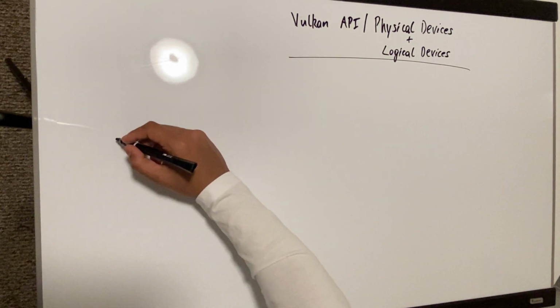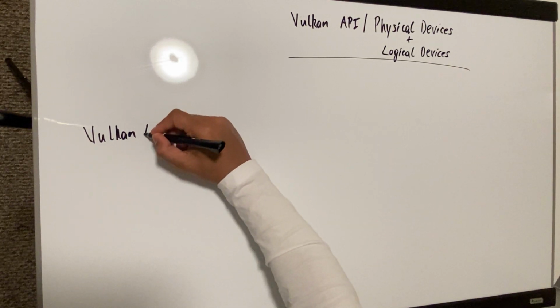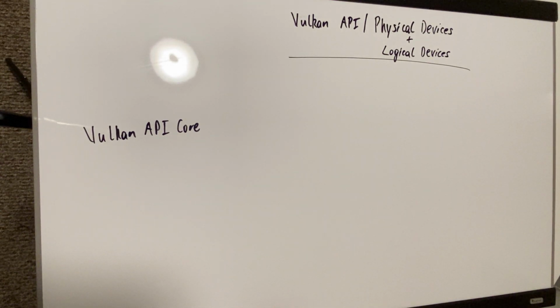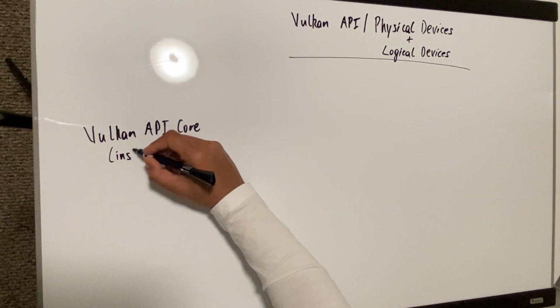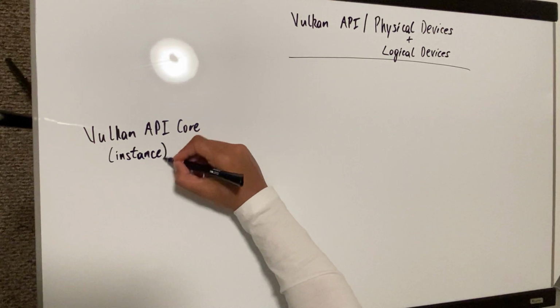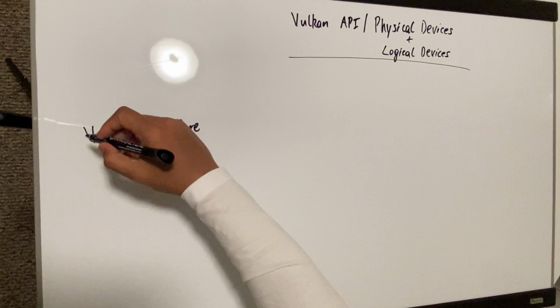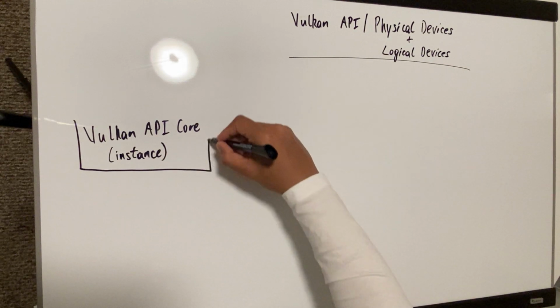So we have over here our Vulkan API Core, and in a certain way, it's really an instance, okay? So we have the Vulkan API Core, which is kind of like our application in Visual Studio, and the API itself. So all the things that come with Vulkan, Vulkan is a piece of software and all that stuff, right? So we have our Vulkan API Core, which is an instance, all right?